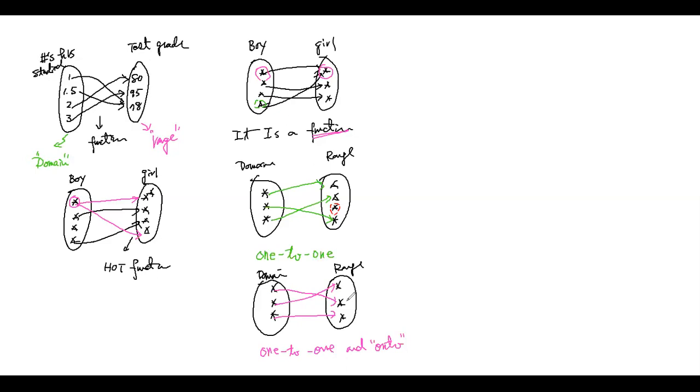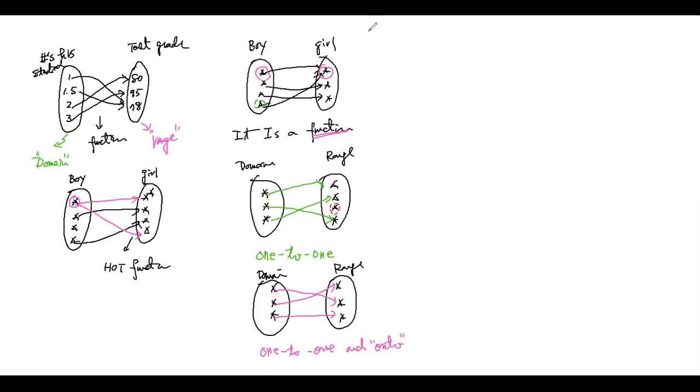So the key thing here is, if it is a function, every element in the domain has to have one element in the range. One element in the domain cannot have more than one element in the range.